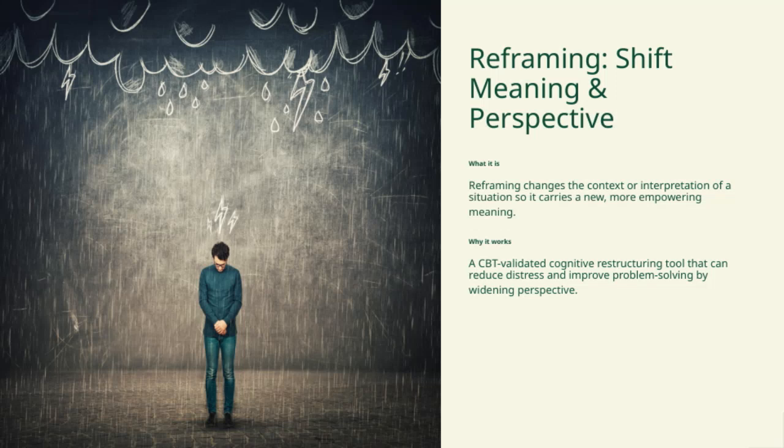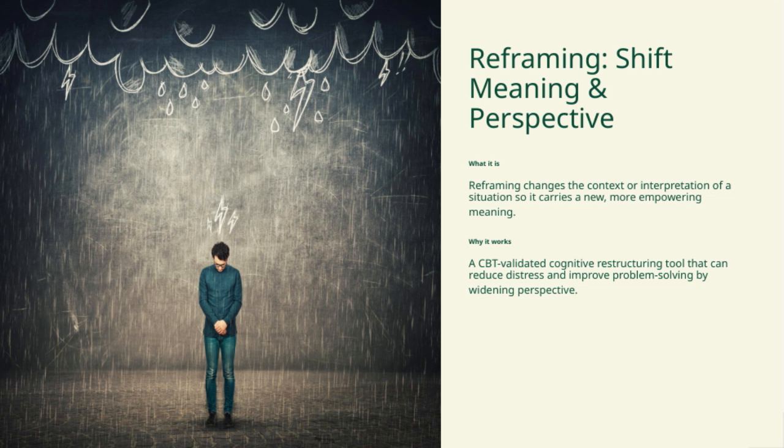Let's explore this slide about a powerful tool validated by cognitive behavioral therapy. It's called cognitive restructuring, and it can really help reduce distress and improve how we approach problems. The key idea here is that by widening our perspective, we can see things differently and find more effective solutions. Now, why does this work? Well, reframing changes the way we interpret a situation. Instead of seeing it in a negative or limiting way, we can shift the meaning to something more empowering. This new perspective helps us feel more in control and capable of handling challenges.